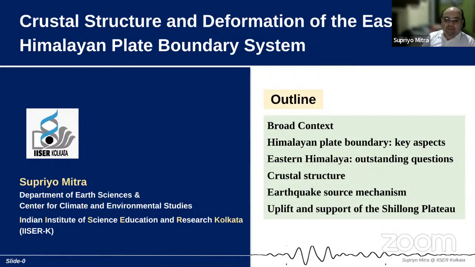So here is the outline of my talk. I'll tell you the big picture question, then I'll introduce you to the Himalayan plate boundary system, tell you a bit more about the Eastern Himalayas and the objectives of this work, then talk about the crustal structure, the earthquake sources, and then combine all of these to understand how this region is deforming, what is supporting the Shillong Plateau, and so on and so forth.